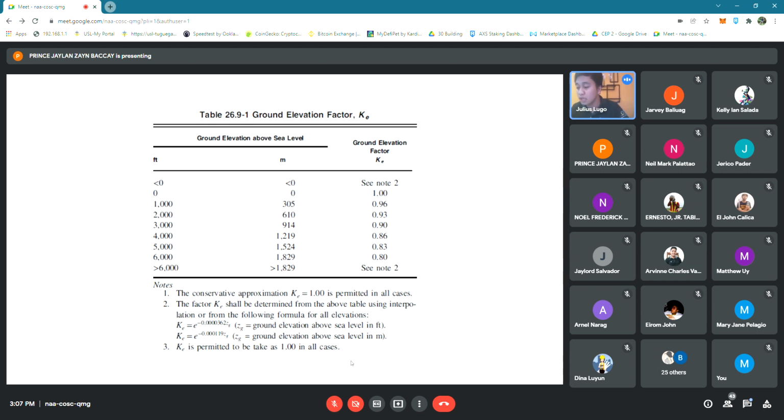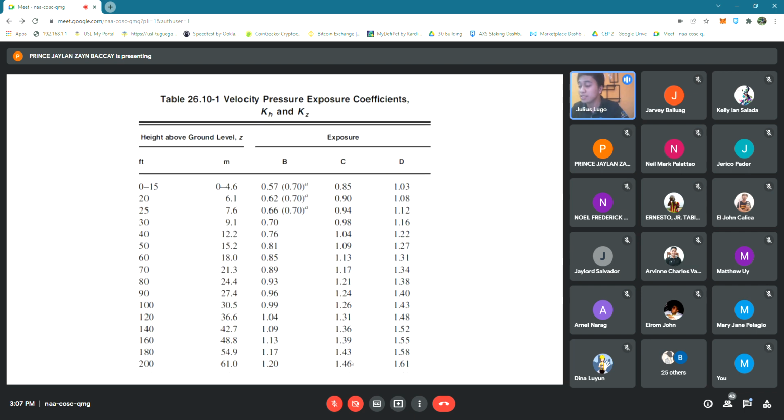Okay? So, next is the table, velocity pressure exposure coefficient. So, these are the KH and KZ from earlier. We just choose here the height of our building above ground level. Okay? So those are our KZ and KH. Those are the exposure coefficients. Okay? Next.